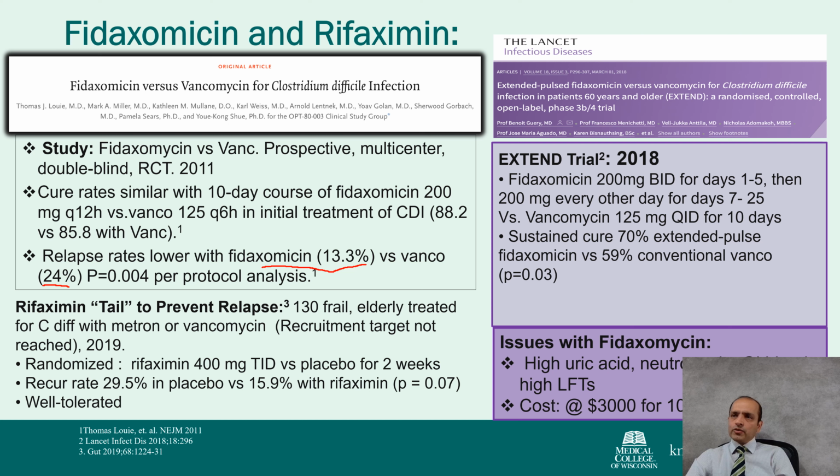They also did another trial, which you can see here, the EXTEND trial in 2018. They did fidaxomicin 200 BID for day 1 to day 5, and then 200 every other day from day 7 to 25, versus vancomycin QID for 10 days, and they found 70% sustained cure with fidaxomicin versus conventional vancomycin. But the issues with fidaxomicin are neutropenia, GI bleed, and high electrolytes, in addition to being costly. It also causes hyperuricemia.